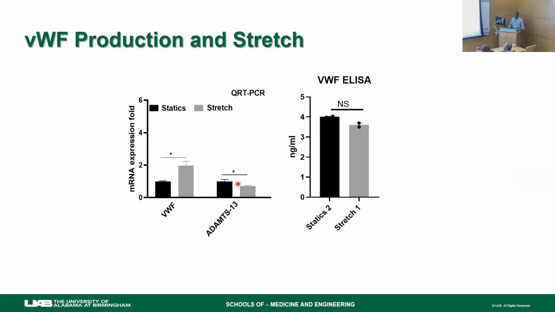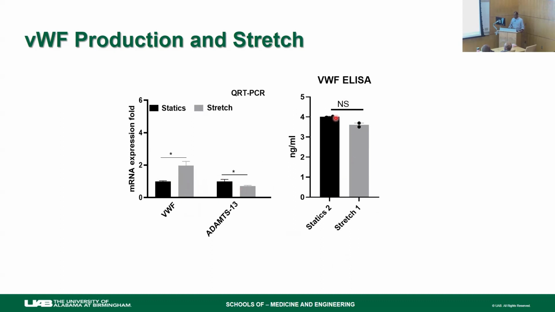So this is very preliminary data. Sample size is very small. I wouldn't say this is publication ready by any stretch of the imagination. But at least the initial results suggest that when you stretch these cells, the stretched samples show an increase in von Willebrand factor production and a decrease in ADAMTS13 production.